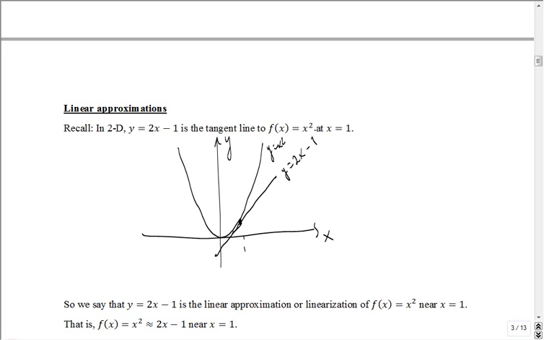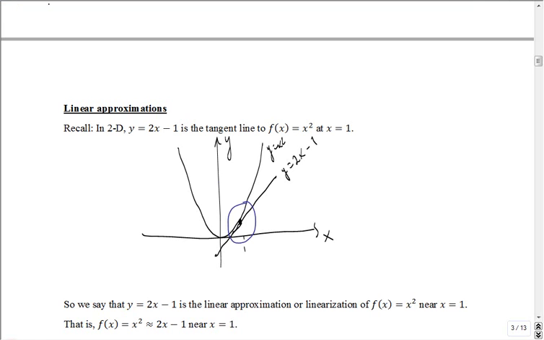So where you have that tangent line, we therefore say that this tangent line is the linear approximation or linearization of f of x equals x squared near the point x equals 1. What does that mean? If you had to draw this on your calculator and you had to zoom into here where the tangent line is, you would find that you will not be able to differentiate between the curve and the tangent line. They would seem to be one.